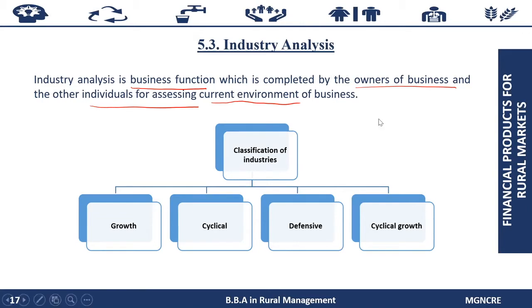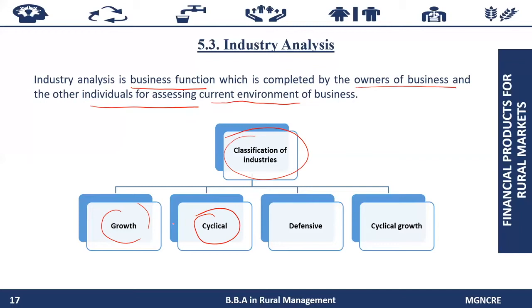So let's see the classifications of industries. These are the four types of industries which are available. Firstly, growth. A growth industry has some special features like high earning rates and growth expansion. This is independent of the business cycle. And then cyclical industry. The profitability and growth of this industry moves along with the business cycle.